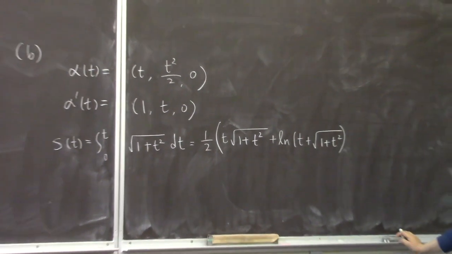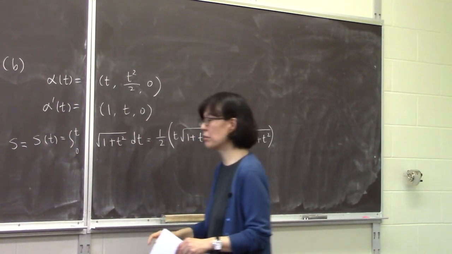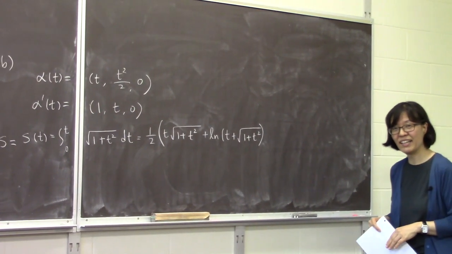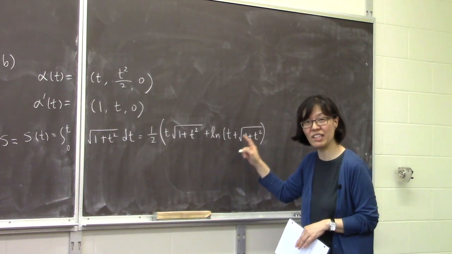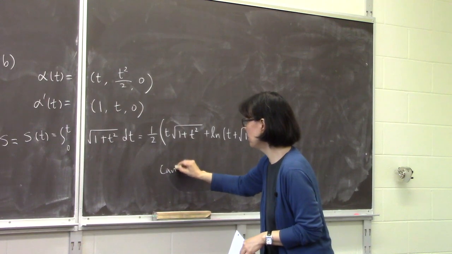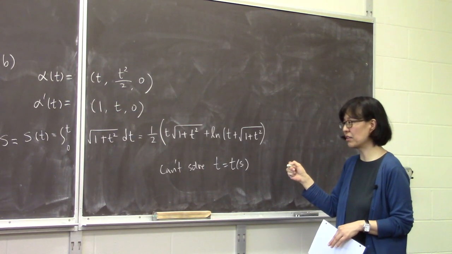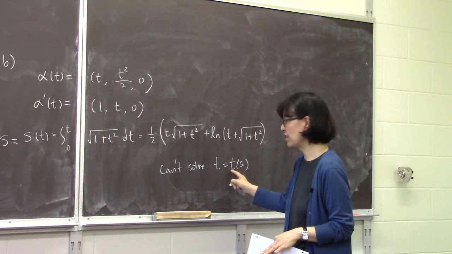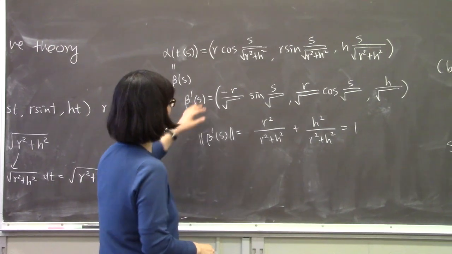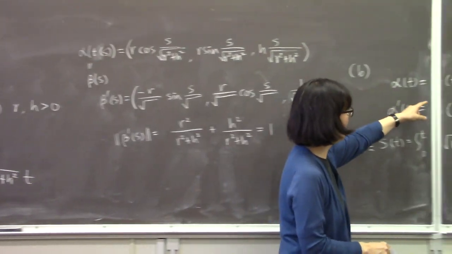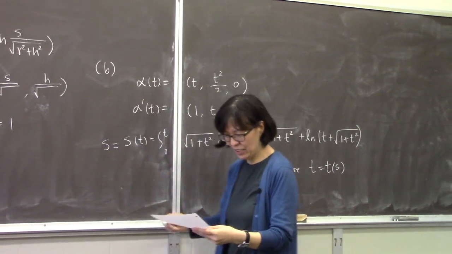So the inverse function exists, but we have a problem. What is the problem? We can't really solve for t in terms of s. It is implicitly given. We cannot find the explicit formula to change it the other way. We do know that it exists, like in that first example, but don't expect that we can always do something like that.